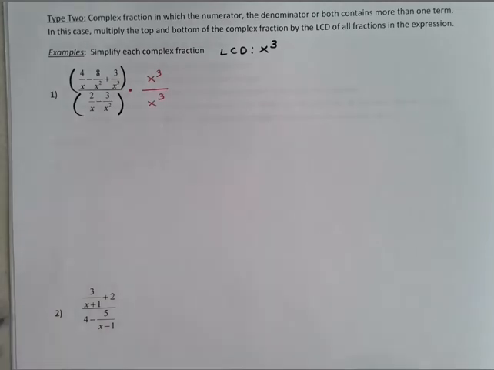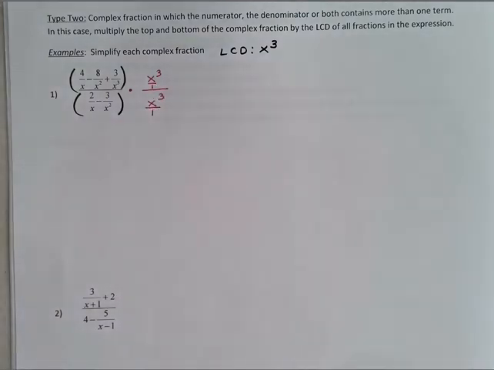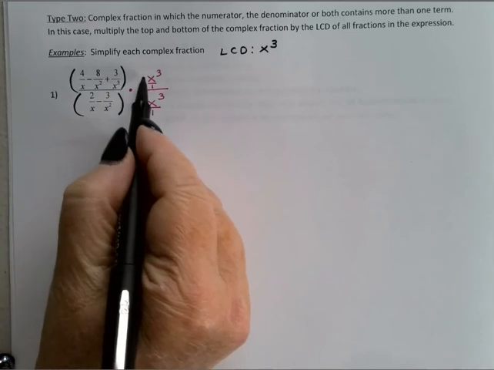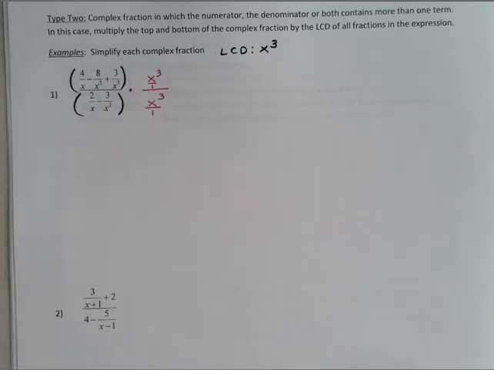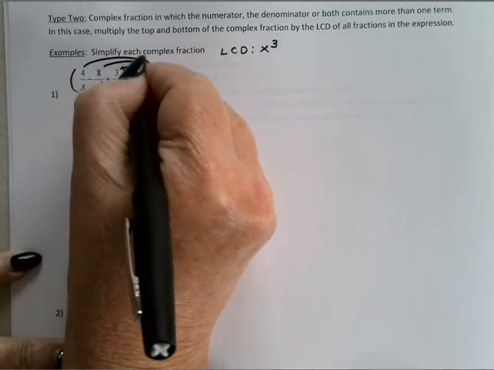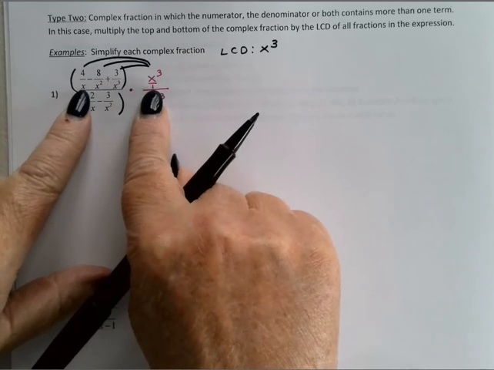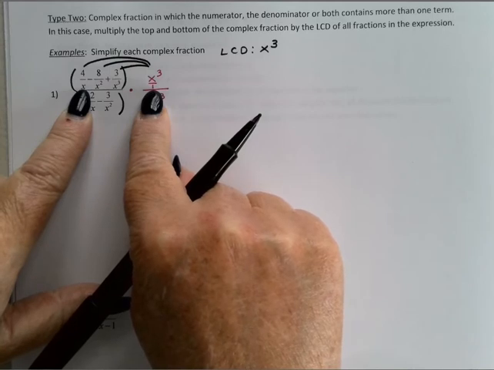Some people find it easier to think of this as x cubed over 1 and x cubed over 1, and if that's true for you, by all means, feel free to do that. Because the next stage is going to be to distribute the x cubed all the way through the numerator, and then also all the way through the denominator. When I do that, I'm going to write this out this time, but as you get good at this, you may find that this next step is something you can do mentally.